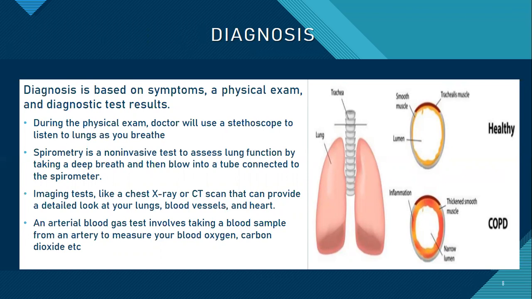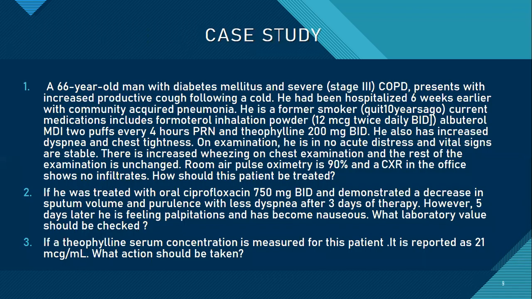Other than this, we have imaging tests like chest X-ray or CT scan that can provide a detailed look at your lungs, blood vessels, and heart. Another test, also known as the arterial blood gas test, involves taking a blood sample from an artery to measure your blood oxygen saturation, carbon dioxide, and other gas levels, which will give a brief idea about the COPD condition.